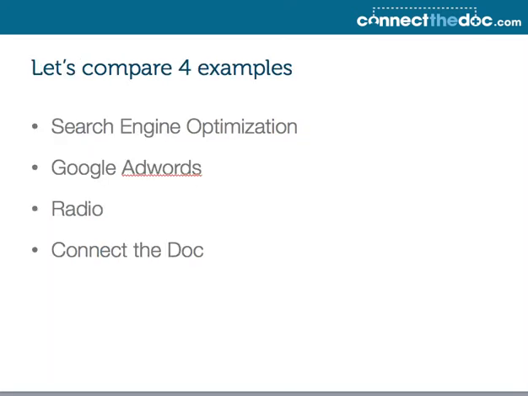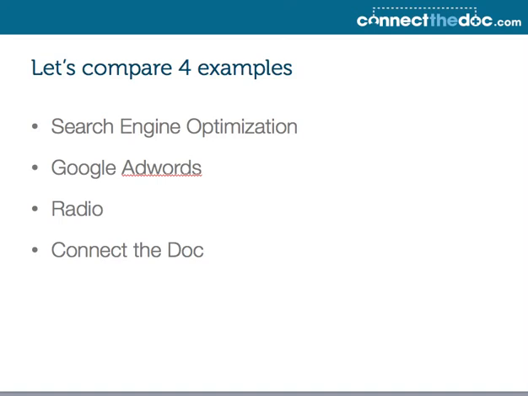So let's compare four examples. Search engine optimization, so the process of organically getting to the top of Google, versus Google AdWords, which is kind of like a pay-per-click style of marketing. Those are two kind of competitors, if you will. Most businesses will choose either a combination of the two or one or the other.